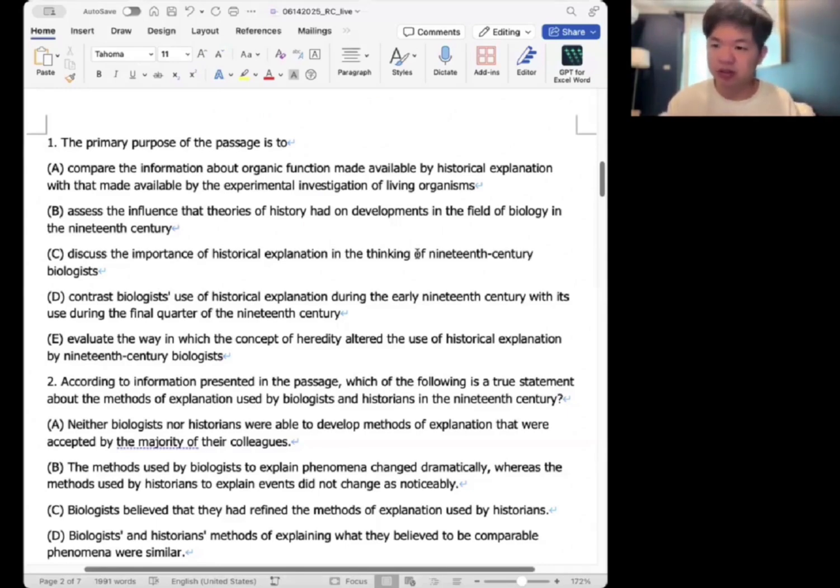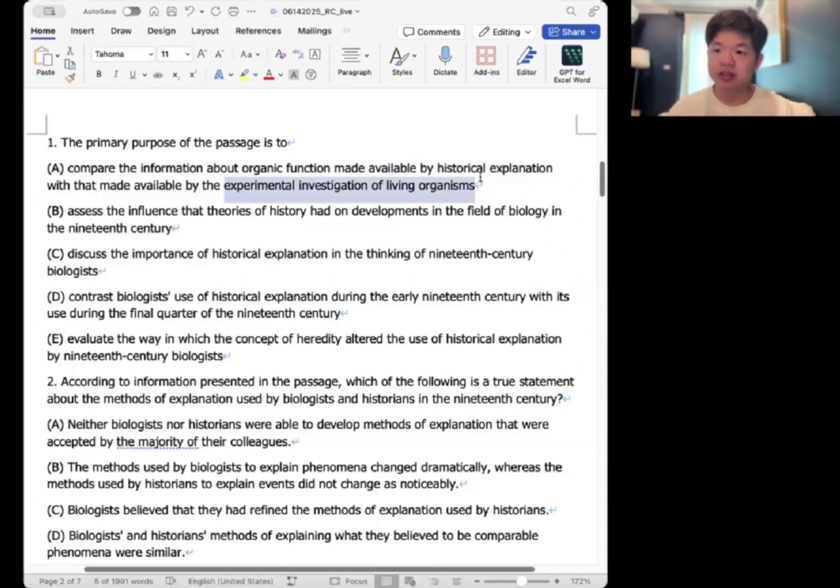Okay, so let's use this idea to quickly compare the 5 options and see which ones differ too much from our direction. Okay, if it's too far off, it won't work. For example, option A, what does it say? It talks about comparing information obtained through historical explanations with information obtained through experiments. This is clearly incorrect. Why? Because the article isn't really about making comparisons.